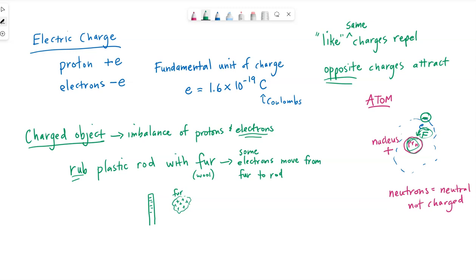The fur now has fewer electrons, and the rod has more electrons. And so we say the rod is positively charged, and the fur, oh my goodness, totally just kidding. Sorry about that. The rod is negatively charged. It has excess electrons. The fur is the one that is positively charged.